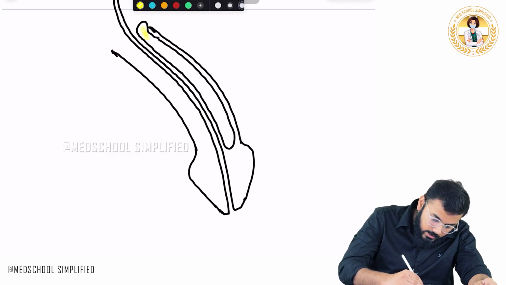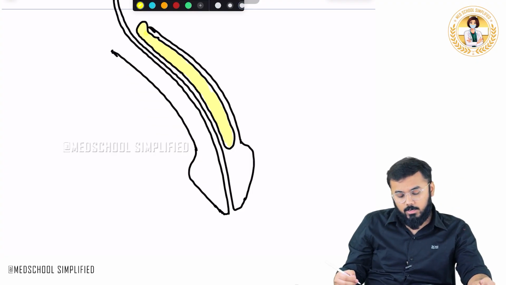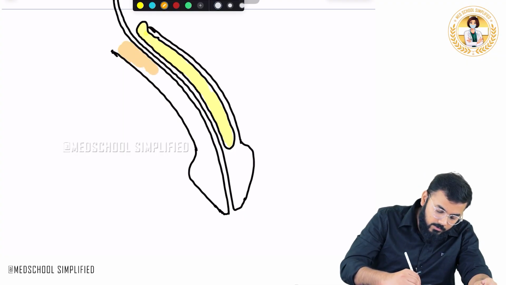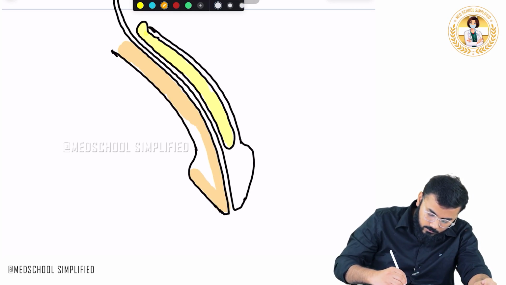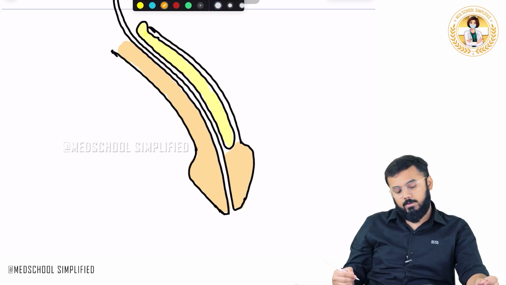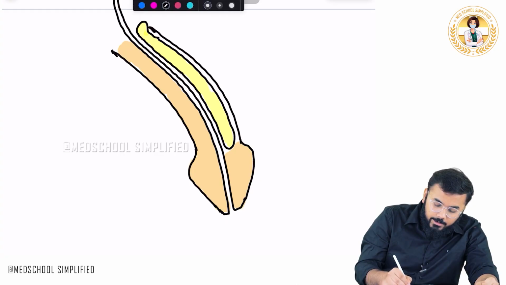Okay, so you'll understand now. Let me highlight it. You see this yellow color part which I'm highlighting right now, this is called your corpora cavernosa. After this corpora cavernosa, the rest of the part, whatever you can see over here, is called your corpus spongiosum. Let me write it down.